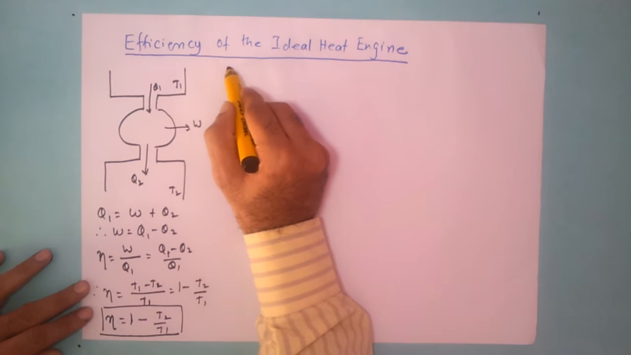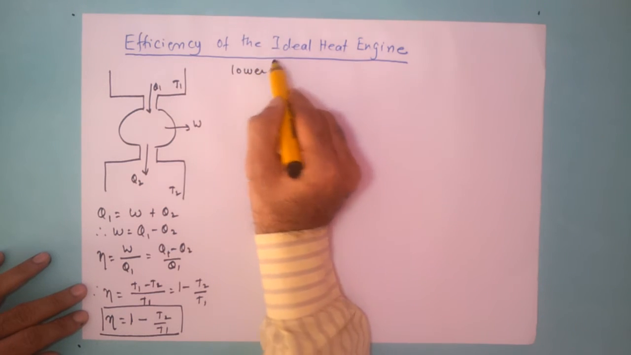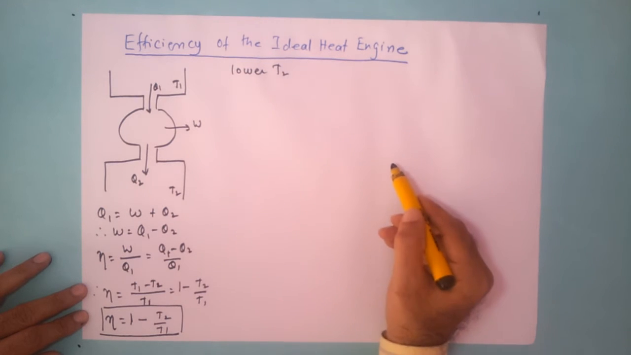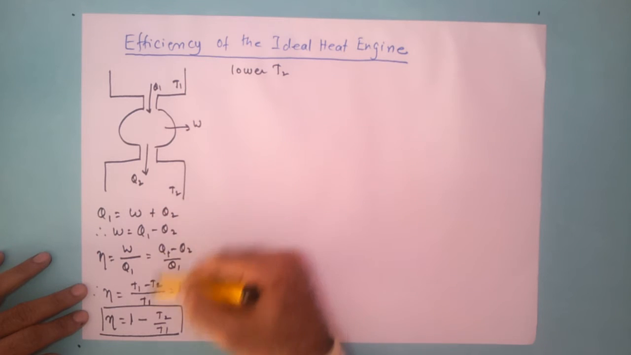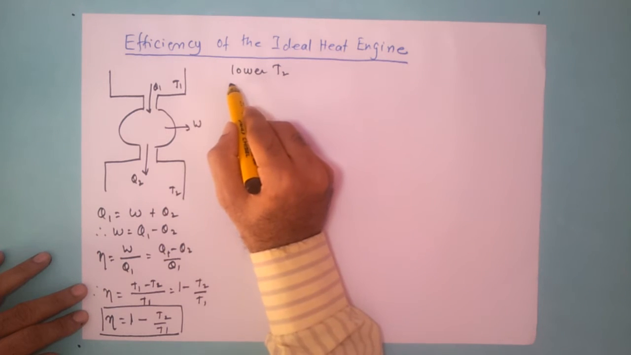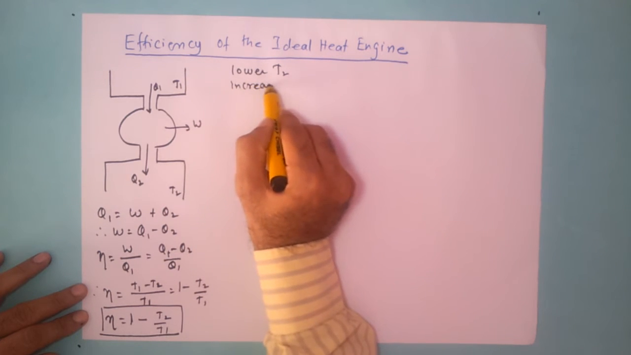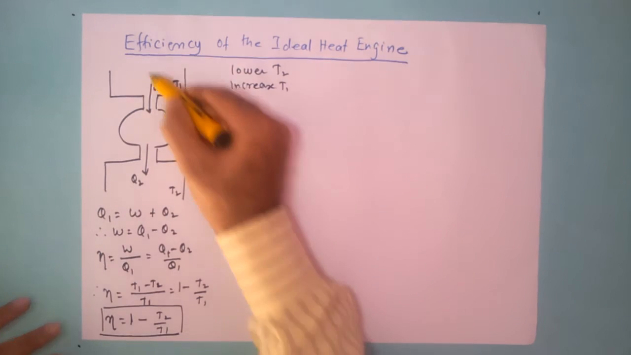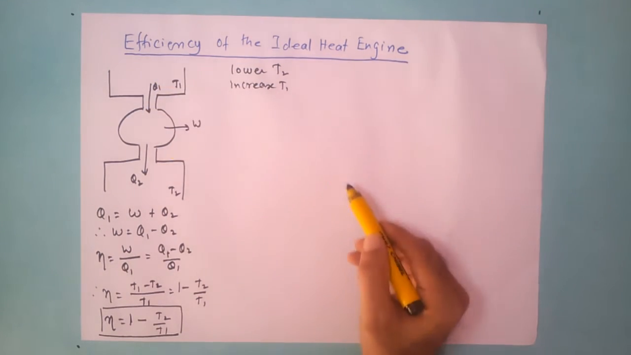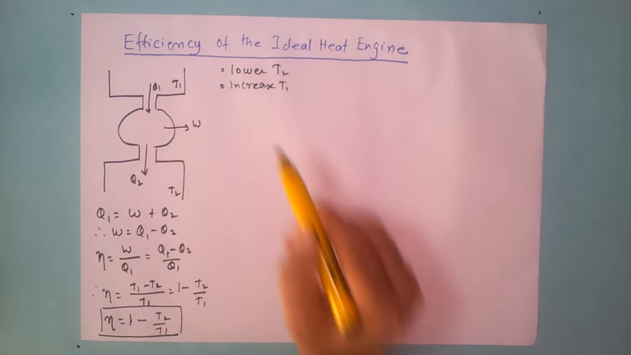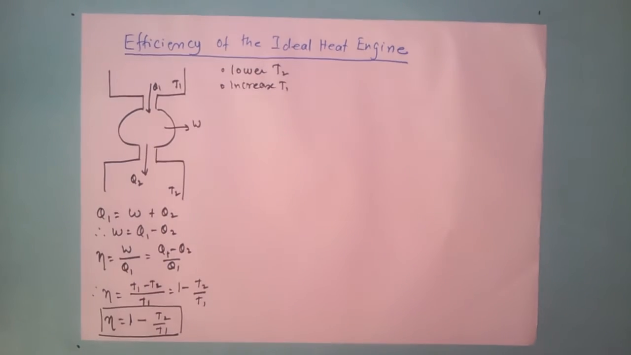One is to lower the temperature T2. So I go to a lower temperature of the sink. The lower I go, the more efficiency I get. Or increase T1, the temperature of the source. So I get a hotter substance over here and the efficiency increases. So these are two ways by which we can increase the efficiency of an ideal heat engine.